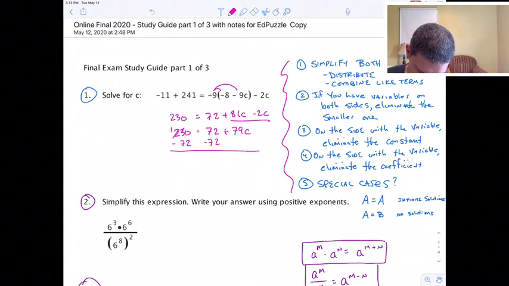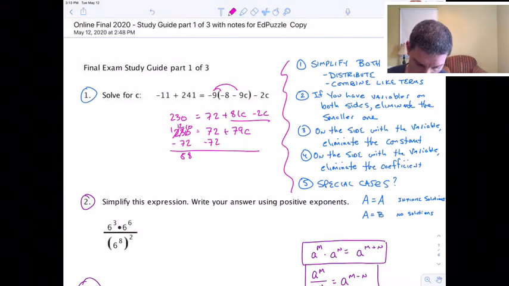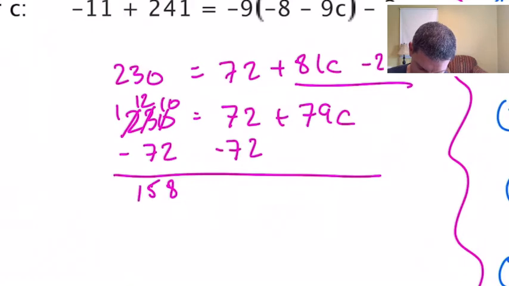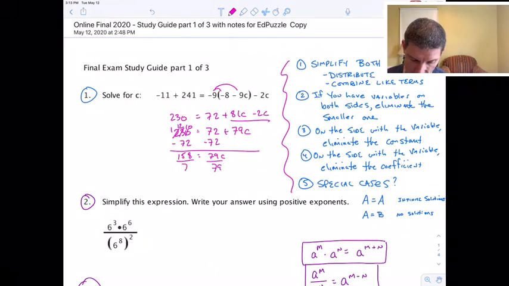I don't have a calculator here, so 13 minus 1 is 12, and 10 is 8, and 5 and 1. Let's make that 5 look a little bit better. And we have 79C. Now step number 4: on the side with the variable, eliminate the coefficient, and that's the 79. In this example, it's being multiplied by C, so I'm going to divide. The 79s cancel out, and 79 goes into 158.